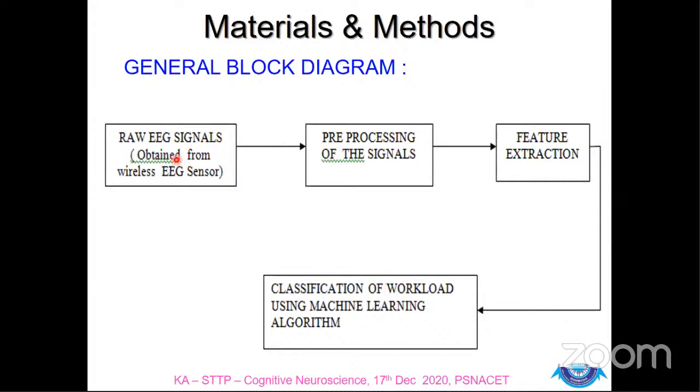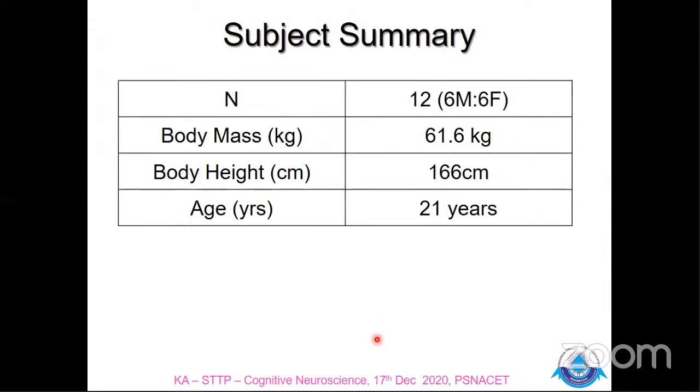We acquire the EEG signal from the students using a wireless system. We do some pre-processing and feature extraction. These features are given to a machine learning technique, an ML algorithm, to find out the stress level or workload level, whether it is low, high, or medium workload. They can predict it. We considered 12 subjects, 6 male and 6 female.